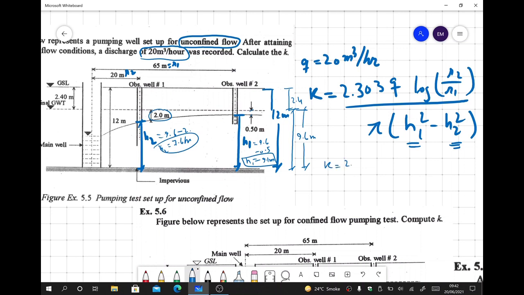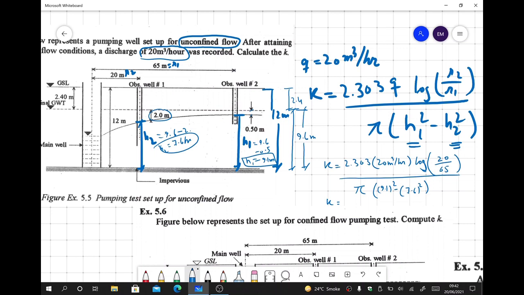So K is equal to 2.303. Discharge is 20 meter cube per hour. I'm writing the formulas and the values with units along so I don't get confused. R2 is 20 and R1 is 65. And then we have pi, and then H1 square. Now H1 is 9.1 square minus H2, that is 7.6 square. So we will find out the values and plug them in here.